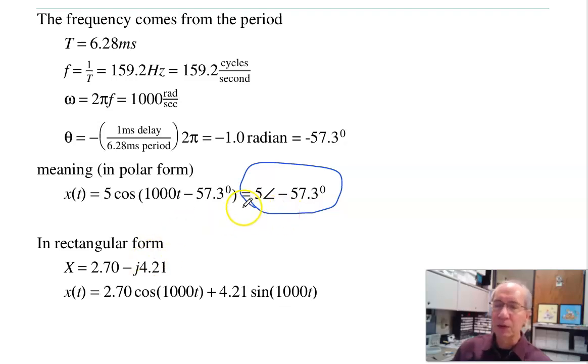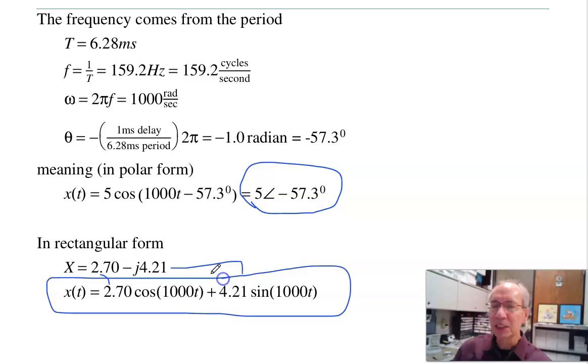If you like rectangular form, take the real part, complex part. The real part's cosine, 2.7 cosine 1,000t. And minus j is sine. A lot of times students forget that minus sign. Minus j is sine, not plus j. So either answer is correct. In phasor form, that's the phasor representation. I could do rectangular or polar.